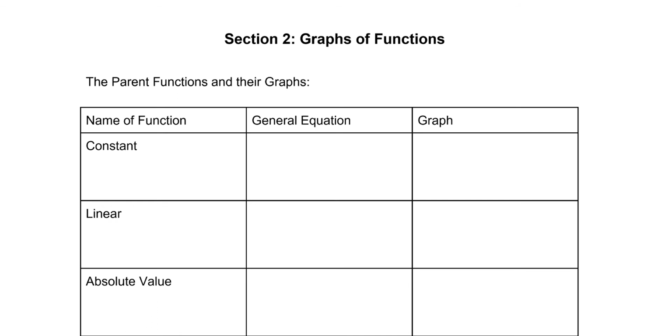All right, in section 2, we're going to talk about graphs of functions, and more particularly, we're going to talk about the parent functions, their general equation, and then what their graph would look like. So our first parent function is the constant function. Its general equation is just y equals c, where c is some real number. And then the graph is just a horizontal line going through some y value.